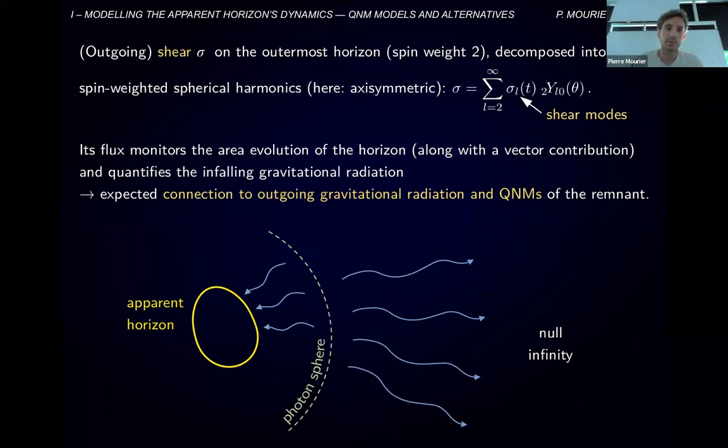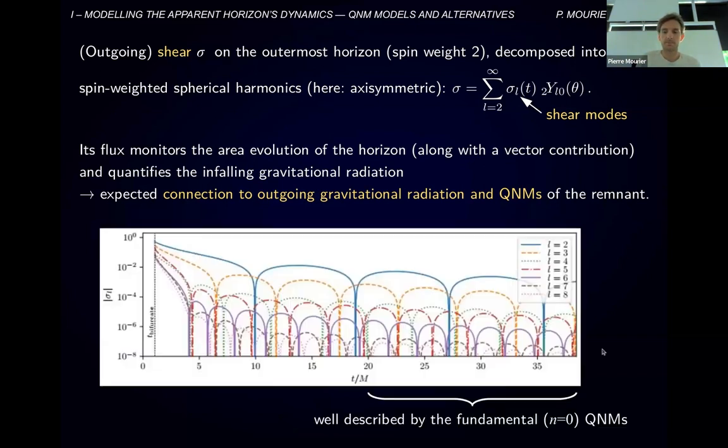The actual quantity we looked at is the shear of the outgoing null rays on the horizon. That can be decomposed in spin-weighted spherical harmonics in this case, and that defines the shear modes that are here only labeled by the spherical harmonic index L. This quantity monitors the area evolution of the horizon along with another vector contribution, and thus it quantifies the infalling gravitational radiation. As the gravitational radiation is emitted somewhere around the photosphere, we expect this to also be connected to the outgoing gravitational radiation and to the quasi-normal modes of the ringing black hole.